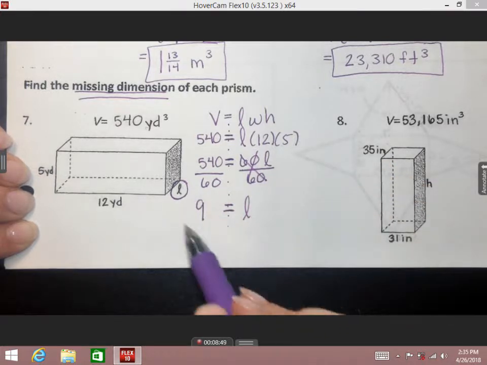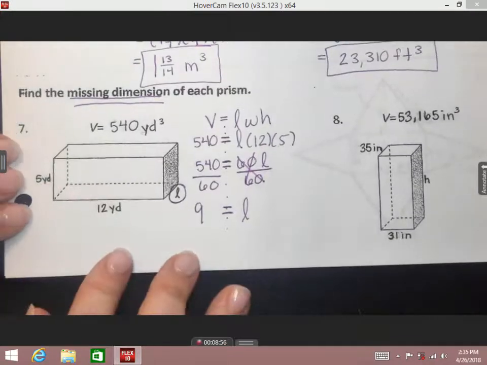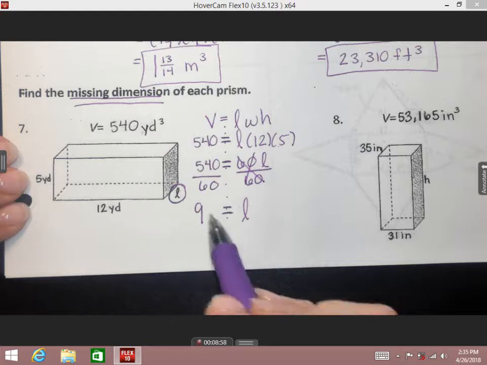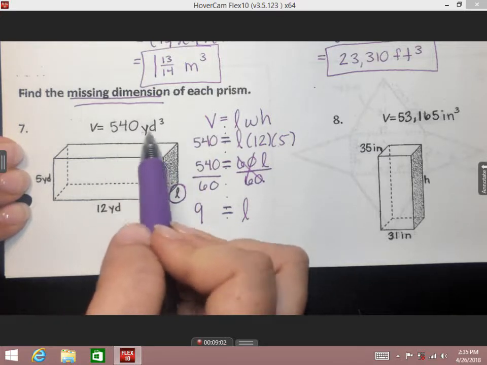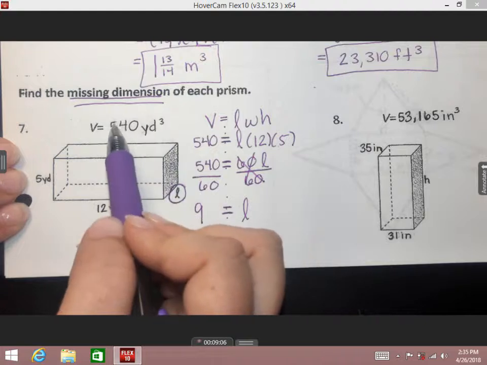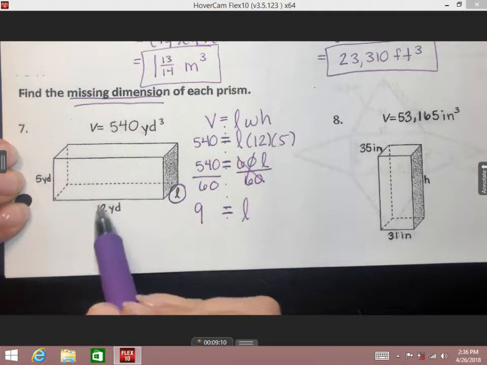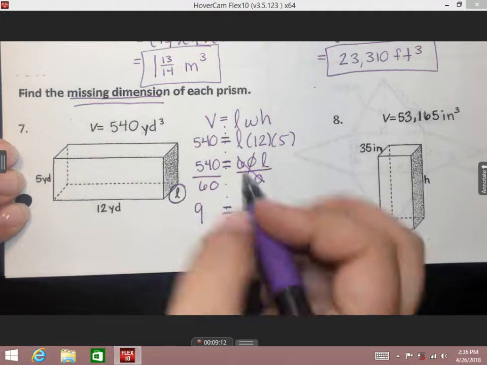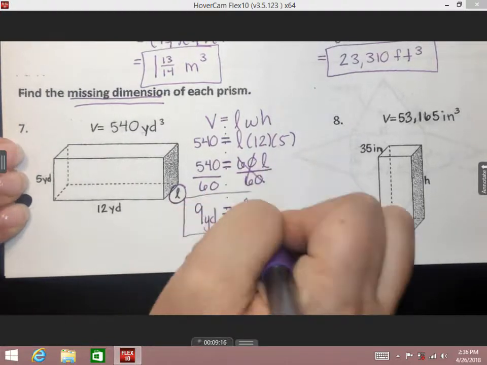All right, so it's great that we have 9, but just like everything else, these are all measurements because we are finding a dimension. So we need to put a measurement with our 9. Remember, the volume said yards cubed. I don't need the cubes because that only goes with volume. Think about it. The height was 5 yards. The width was 12 yards. So my length needs to be 9 yards. We're not putting any extra numbers with that.